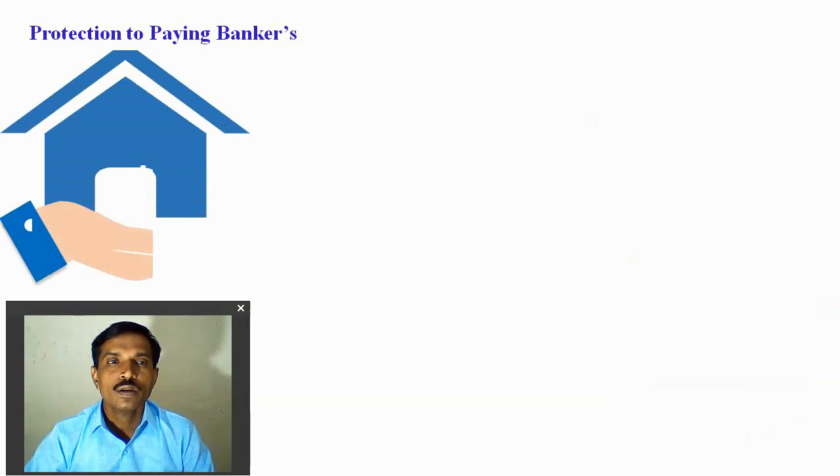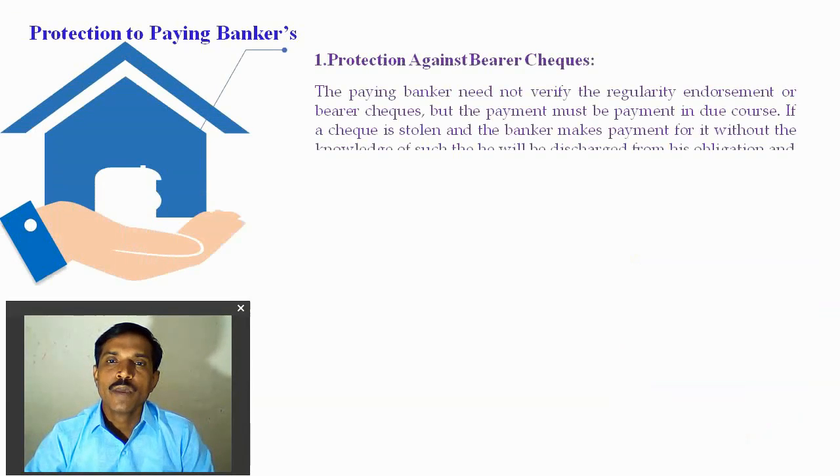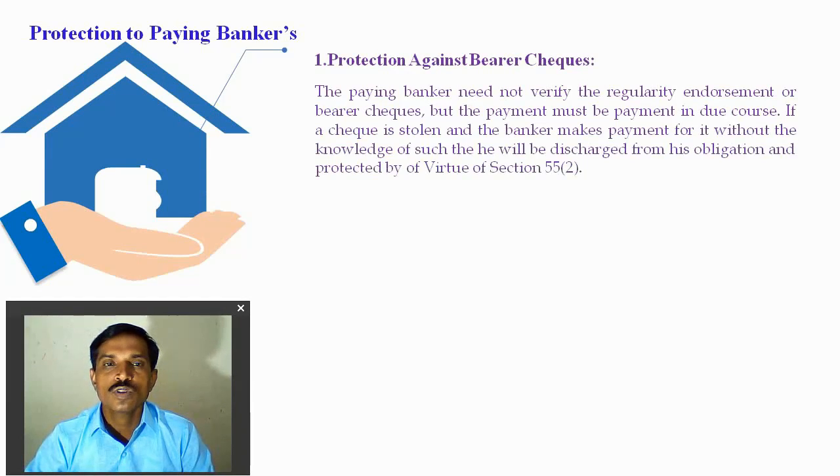Protection to the paying banker against the bearer check: the paying banker need not verify the regularity of the endorsement on a bearer check, but the payment must be a payment in due course. If a check is stolen and the banker makes a payment for it without knowledge of the theft, the banker will be discharged from the obligation and protected under section 55. So it is the necessary protection against the bearer check, where the paying banker need not verify the regularity of the endorsement, but the payment must be in due course. If the check is stolen by anybody, there is protection given to the bank under section 55.